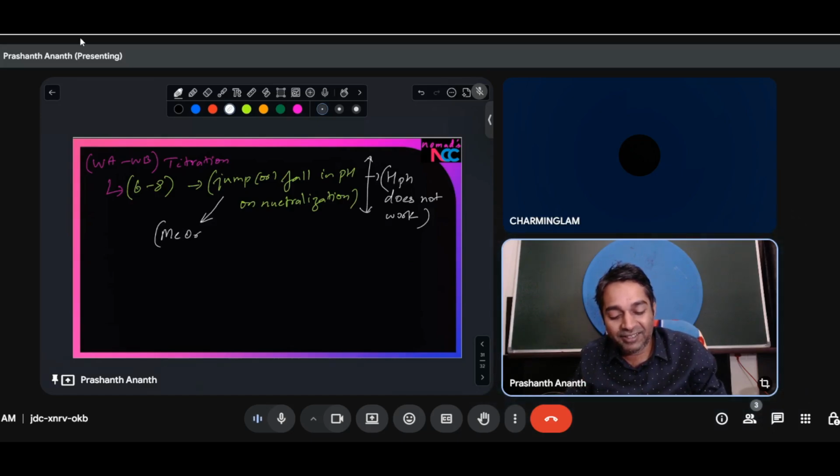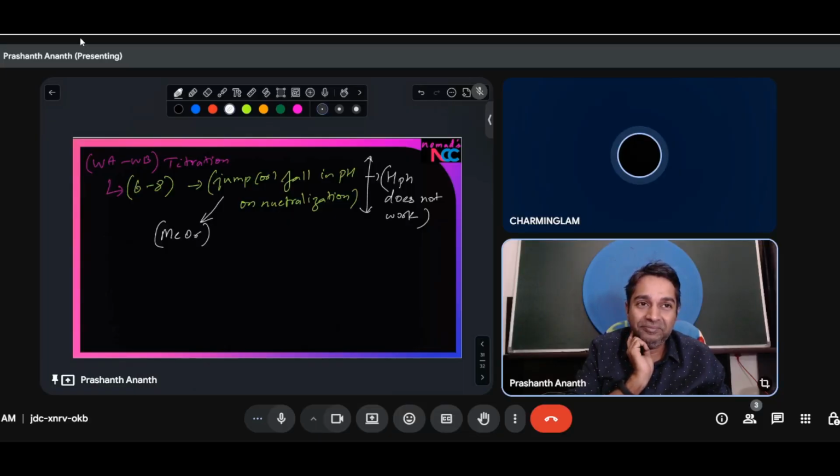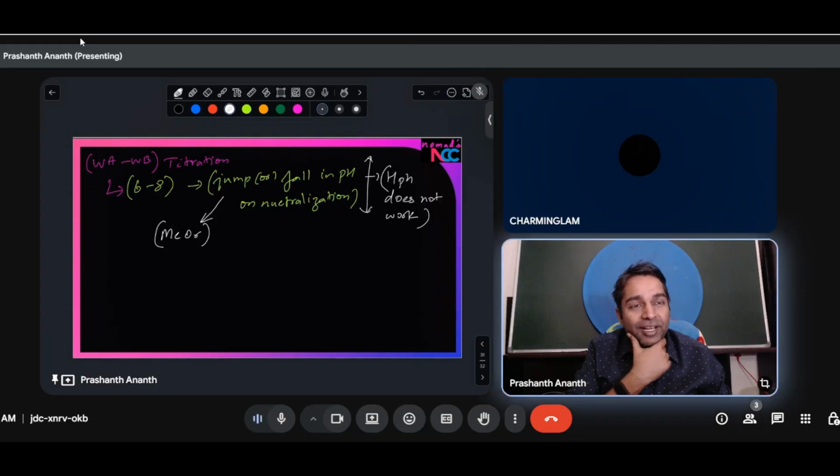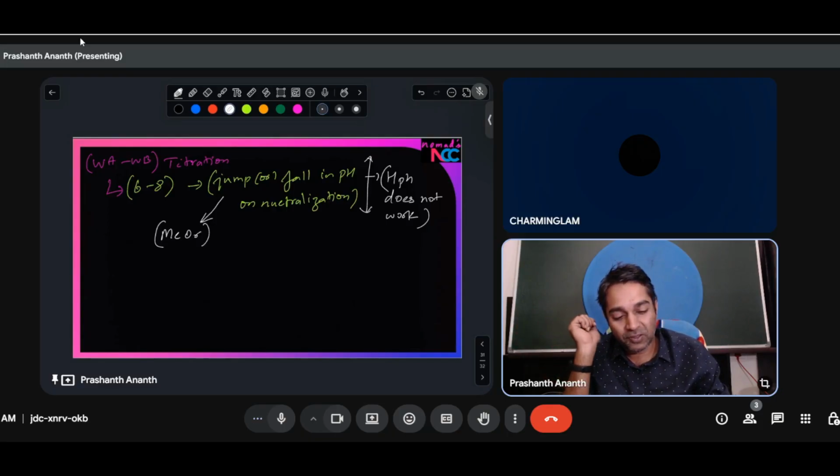The idea here is if your end point and your equivalence point are far away, what does that mean? That means you used the wrong indicator. Correct? That is when it will be far away. Equivalence point is theoretical. End point is according to the indicator, whatever it has shown us. So if end point and equivalence point are far away, that means you used the wrong indicator. So methyl orange also does not work here.